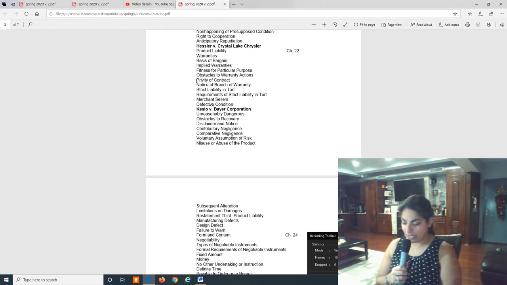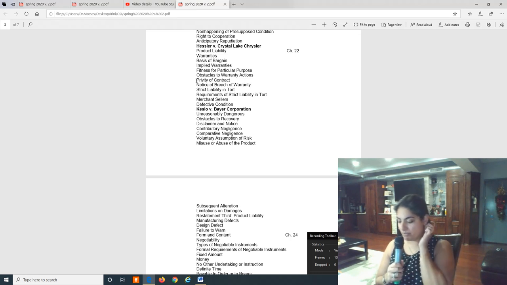Strict liability. Write this down. Actually, you don't have to. I'm not going to test on this. But know this: strict liability focuses on the product itself, not the conduct of the manufacturer. So when we talk about strict liability, you're looking at the product itself, whether or not that product worked well, or whether it met its purpose, or whether it did not meet its purpose.